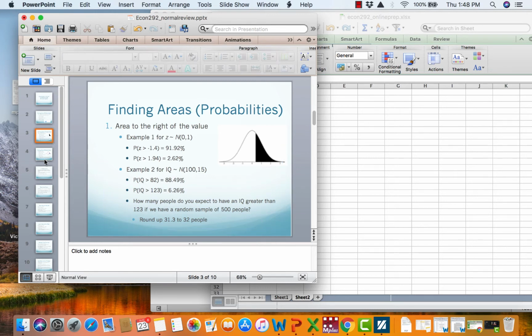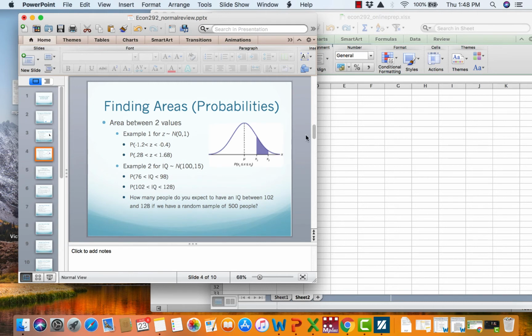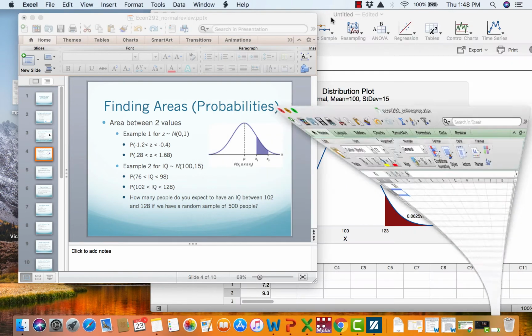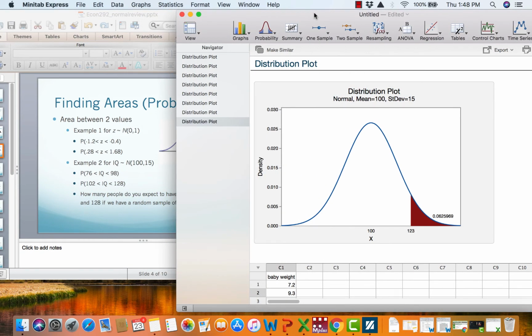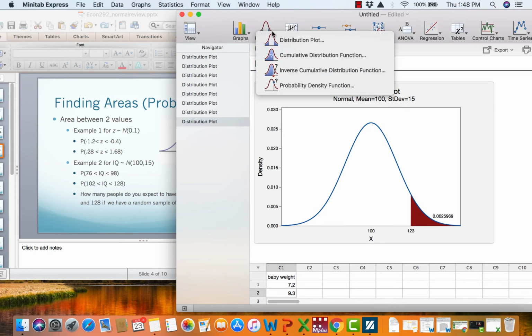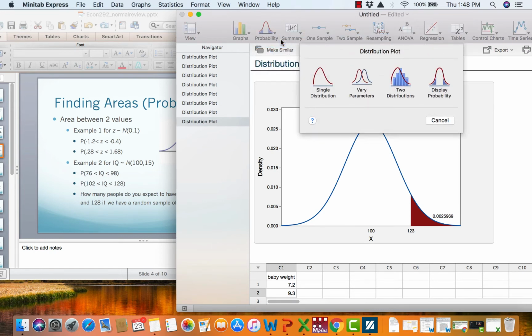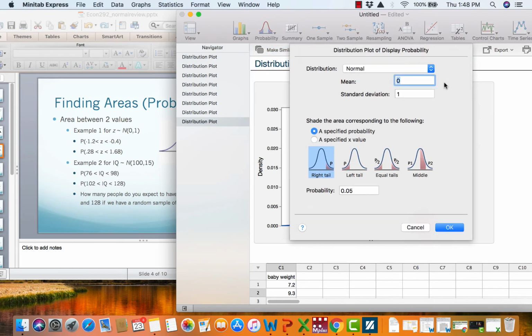Okay? All right, let's take a look at our third type of area, and that is the area between two values. All right, so we can minimize Excel here and go back to Minitab, and now we want to find the area between these two z-scores of -1.2 and -0.4. So we go into probability, distribution plot, display probability.